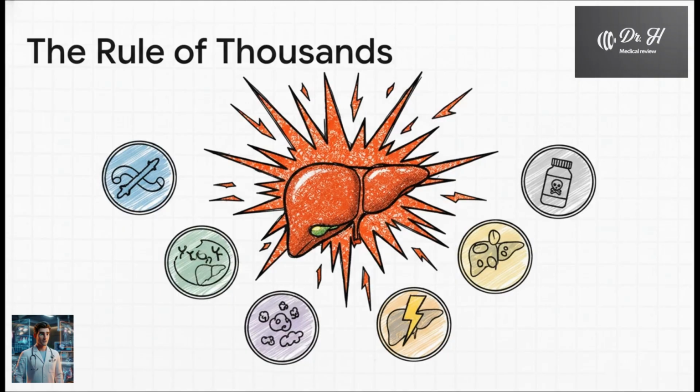Is it a clot, an autoimmune flare, an acute virus? Is the liver ischemic from shock? Or did the patient take too much acetaminophen?